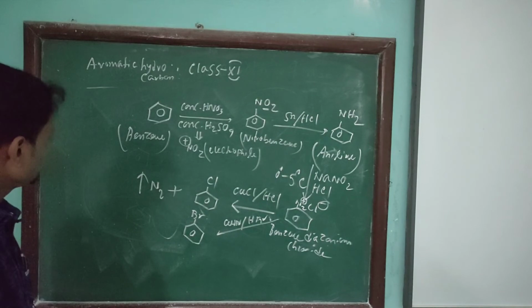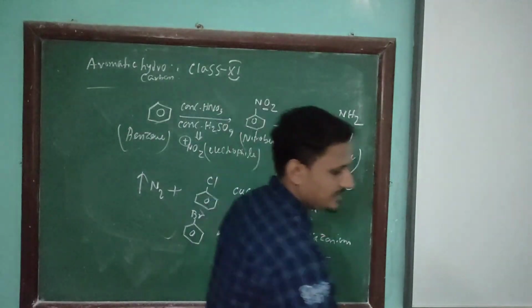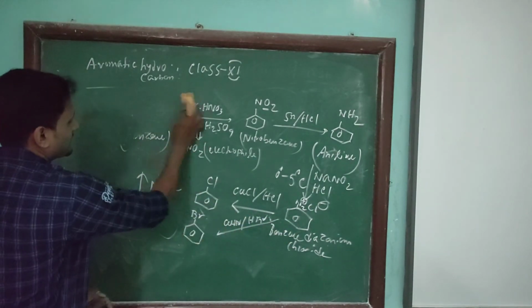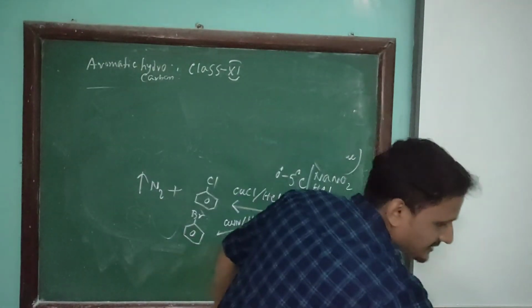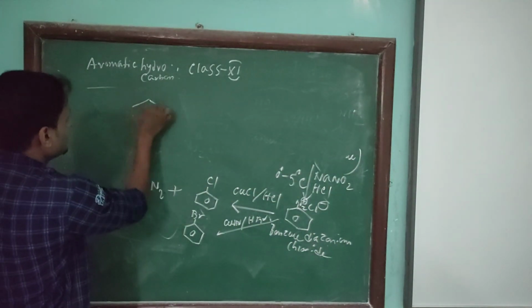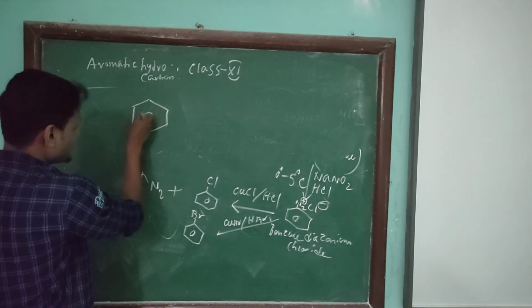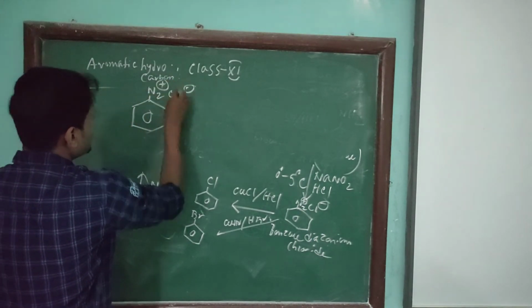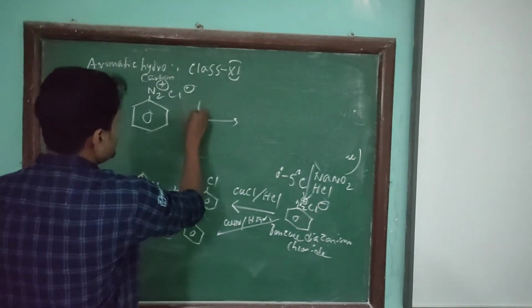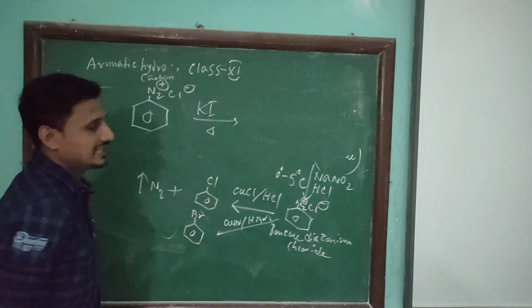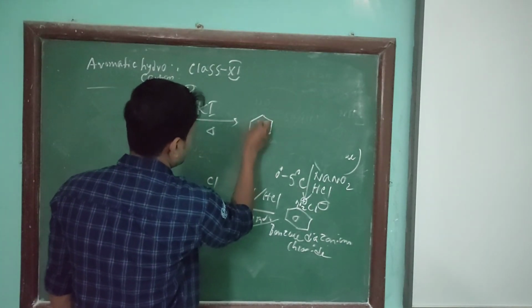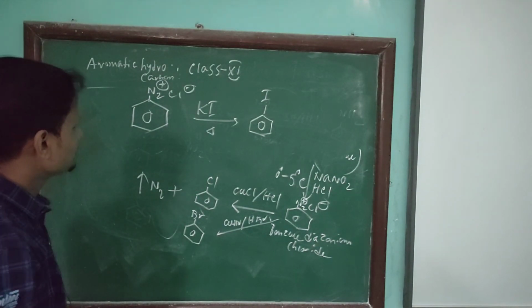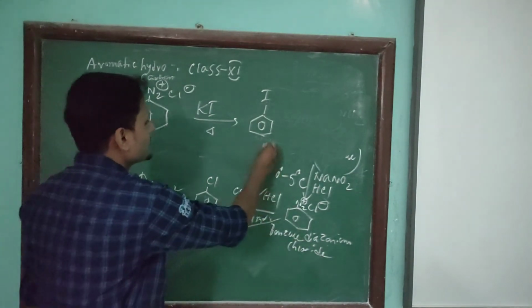Okay, clear? Now listen to this one. Again I will take this benzene diazonium chloride. This transformation is very important. If you can do this transformation, then most of the reactions of benzene will be remembered. So benzene diazonium chloride, if you heat with KI, then you will get iodobenzene. Okay. So this is the reaction. So up to this transformation you did.